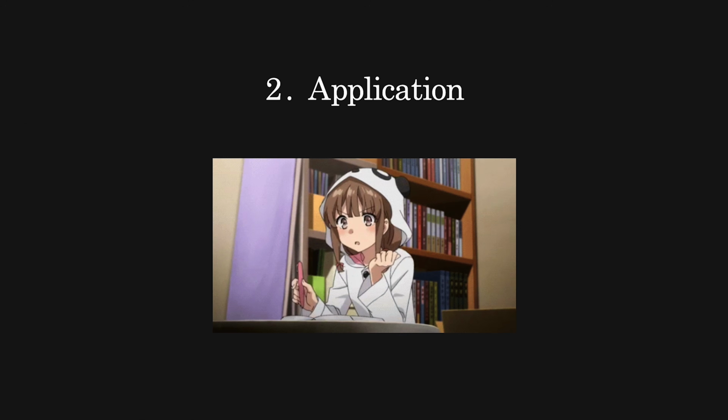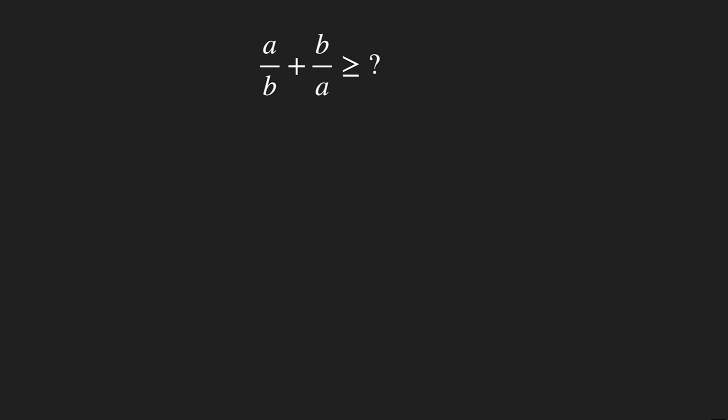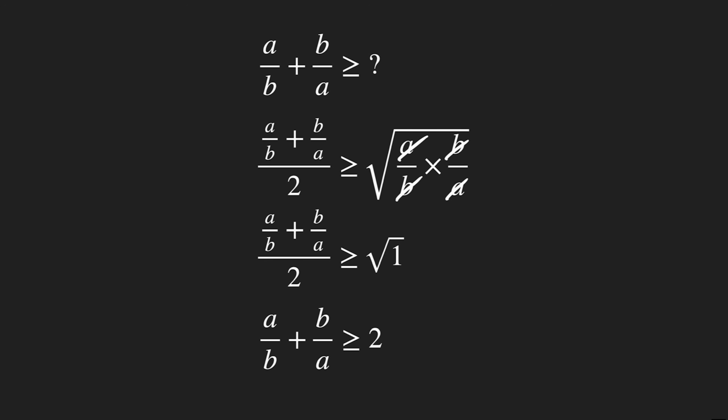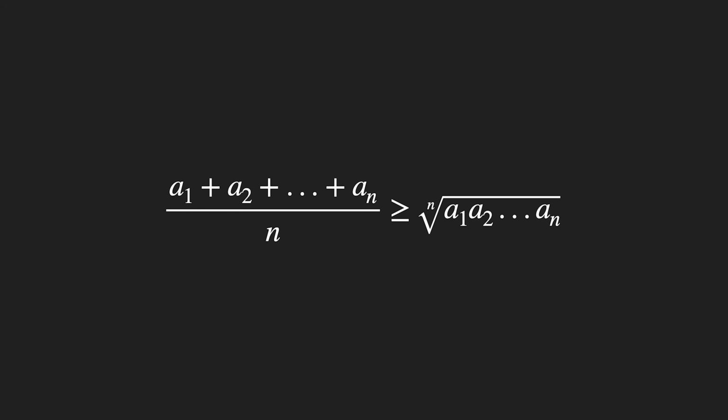Let's apply this knowledge to a problem. For positive real numbers a and b, find the minimum value of a over b plus b over a. From the AM-GM inequality, we know that a over b plus b over a over 2 is greater than or equal to the square root of a over b times b over a, which is equal to 1. Thus, a over b plus b over a is greater than or equal to 2, 2 being the minimum value. We can see that the AM-GM inequality has kind of an effect of changing a sum into a product through an inequality. The AM-GM inequality is also true for more variables, as long as each variable is more than or equal to 0. We'll try to prove this later in the video.